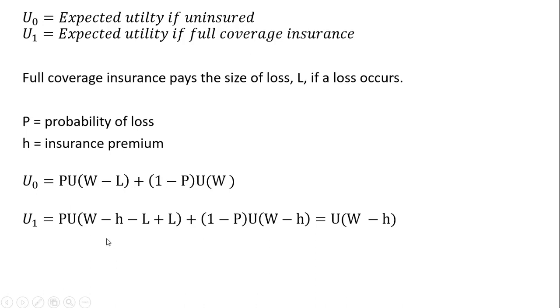With insurance, with the probability of loss, your utility will look like the following. You'll have your wealth. You'll pay an insurance premium. You'll experience a loss, but because it's full coverage insurance, you'll be compensated for your loss. And then with the probability of not having a loss, you'll have your wealth, and you will just lose your insurance premium. That'll be subtracted from your wealth, the minus H. This will just simplify down to the following.